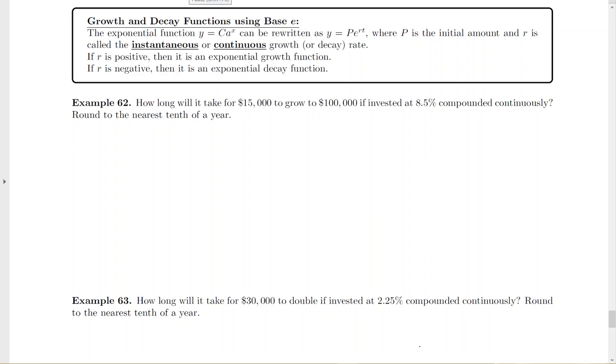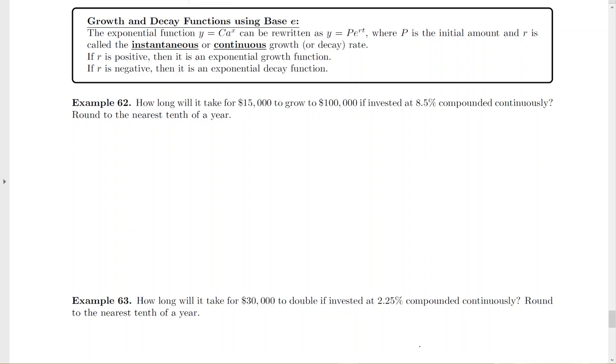There's another type of growth and decay function that we can look at, and it's this formula right here, y equals Pe raised to the rt. It's still an exponential function, but this one is called an instantaneous or continuous growth or decay function, and the r is an instantaneous or continuous growth rate. If it's positive, it's growth; if it's negative, then it's an exponential decay function, and then that's the decay rate.